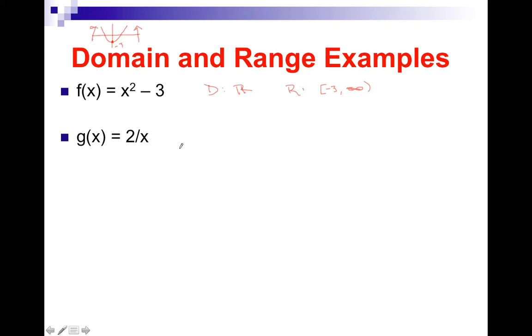All right, something like 2 over x. 2 over x, the domain is going to be like the problem on that last slide, saying x cannot be 0. So we're going to say it's everything except 0. Now the range is a little bit interesting. Graphically, this looks like this.